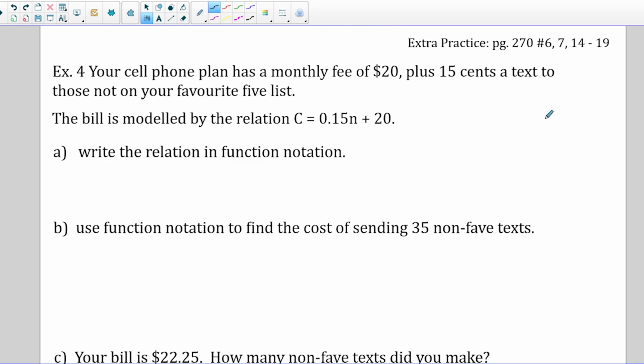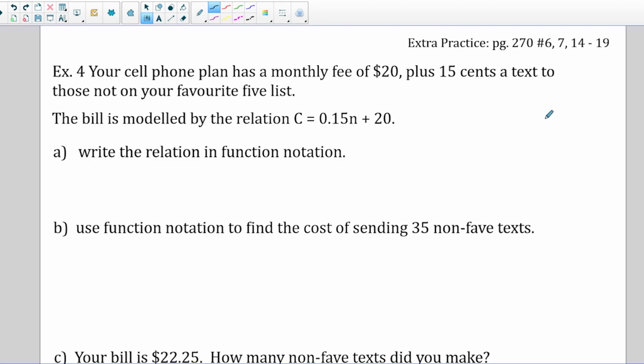So the last example here that we're going to take a look at talks about a monthly cell phone plan that has a monthly fee of $20 plus 15 cents a text to those not on your favorite 5 list. Now this question might seem a little archaic to you guys who are on a monthly phone plan with unlimited everything. So a big shout out to all the parents or tutors or other viewers who are watching this video and can really understand the struggle of having a per text fee back in the day. So the bill is modeled by the relation C is equal to 0.15n plus 20.